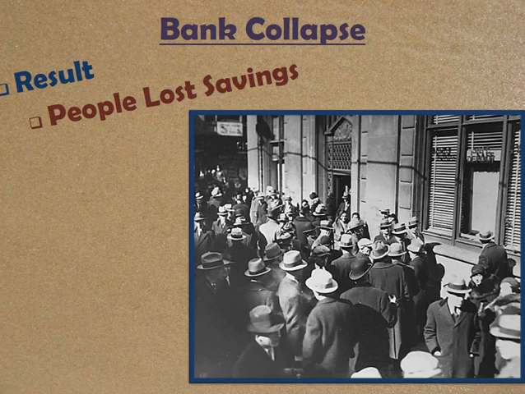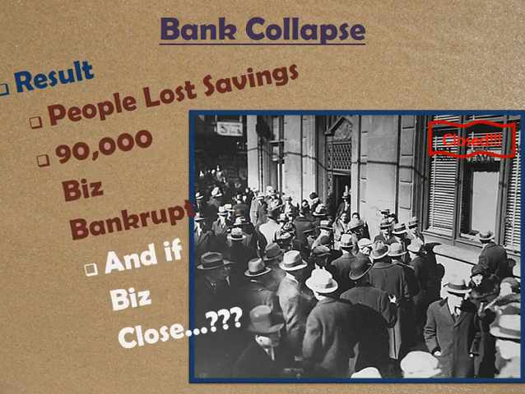The result is, of course, that all these people who had their money in the banks would lose their savings. Not only were the banks closed, but businesses would go bankrupt as well. Because now, people can't afford to be in business. They're losing money left and right. Over 90,000 businesses went bankrupt. And if those businesses close, what happens to the production of goods?